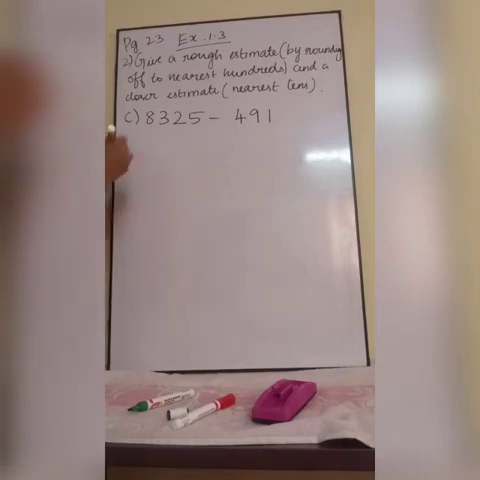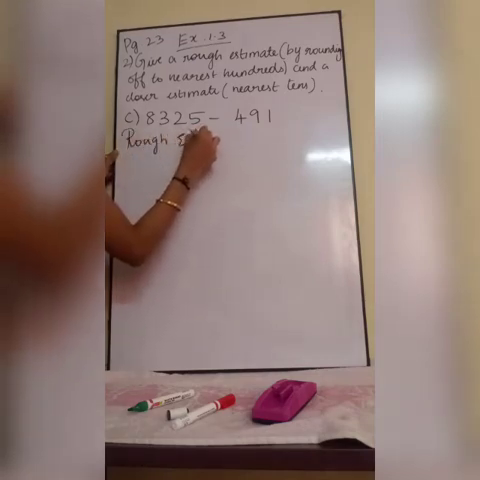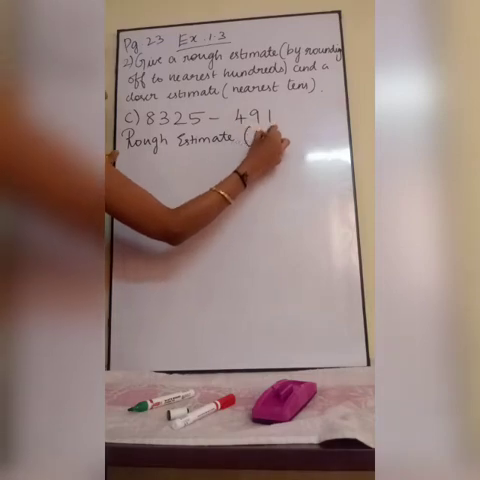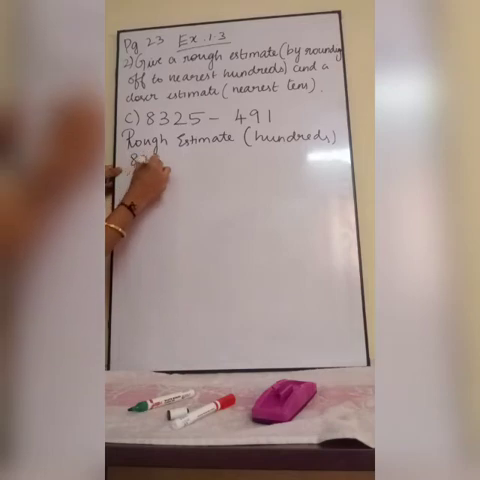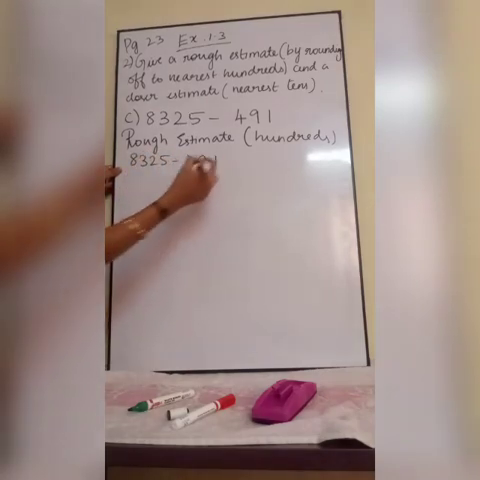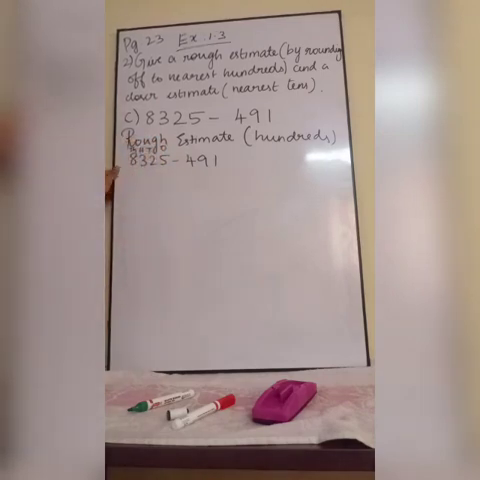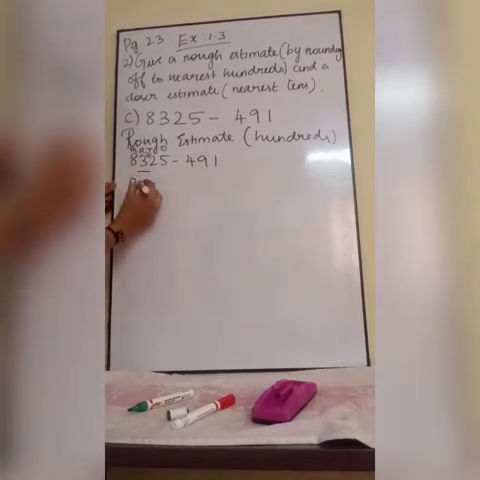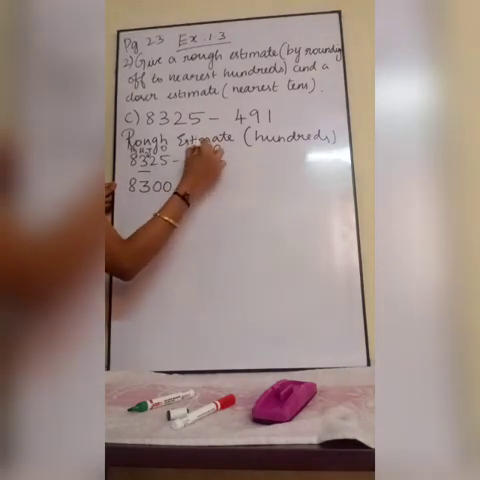In C question also, first I am going to do the rough estimate. Rough estimate means nearest hundreds. Now 8325 minus 491. Now ones, tens, hundreds, thousand. I am going to round off. So which will you round off? Hundreds place. So you will see tens place. What is my tens place? 2. So what will you do here? 3 as such, 8 as such, 3 as such, 0, 0. Minus ones, tens, hundreds.